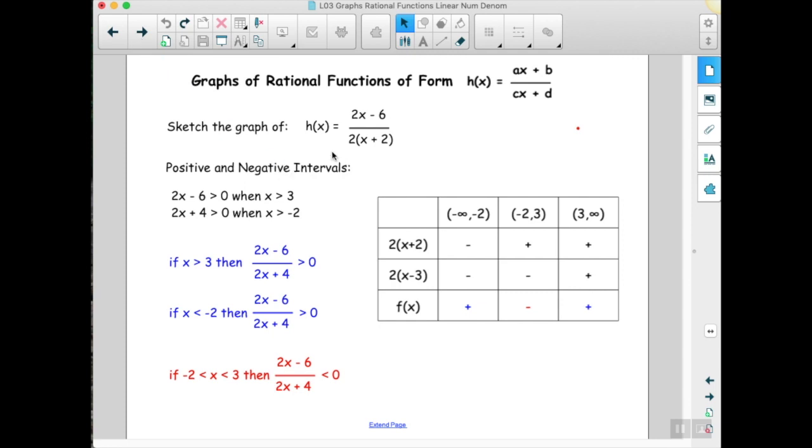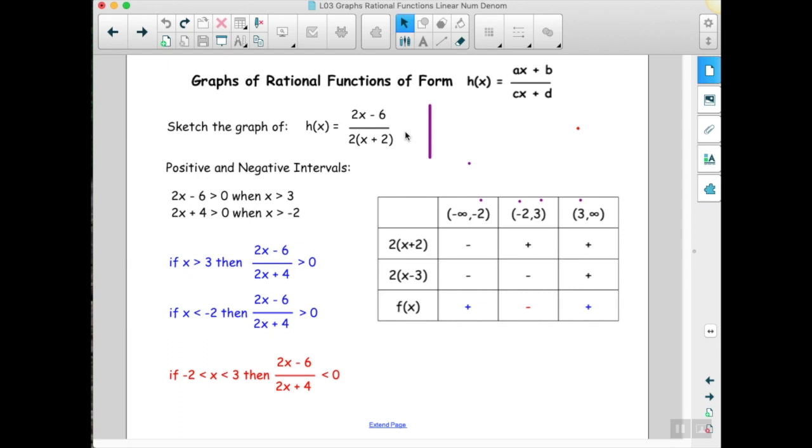After you've done all of the analysis, I did ask for the positive and negative intervals. If you want to cheat, one way to do that would be to simply look at the graph. Another way to do it is to create interval charts. Now, in our interval chart, you are used to putting this one in because that's where the zeros are, right? But we also now need to include where the asymptotes are, because a function could change sign.